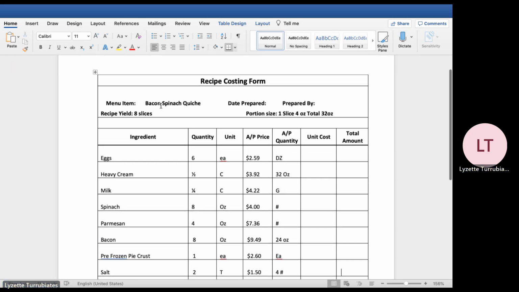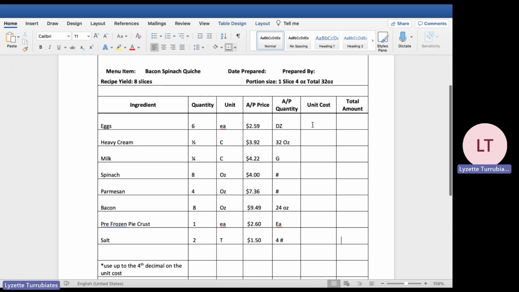Okay, so the very first thing that we're going to be doing is we're going to be figuring out unit cost. So because we know that there are 12 eggs in a dozen, we're going to be taking $2.59, which is the as purchased price of the eggs that we get at the store, and we're going to divide it by 12. And that's going to give us, make sure you have your calculator so that you can figure out the unit cost.